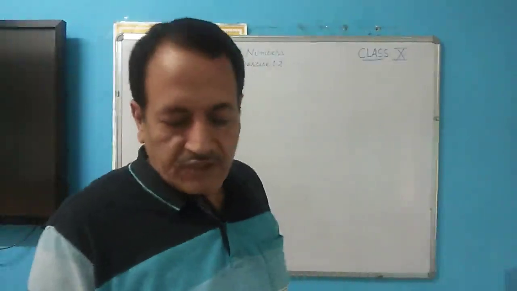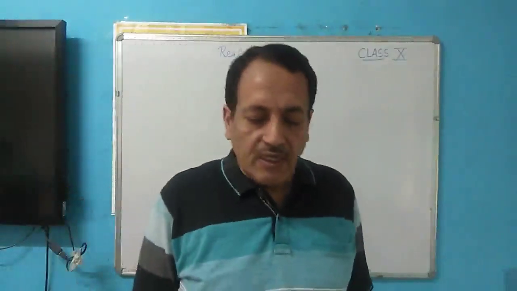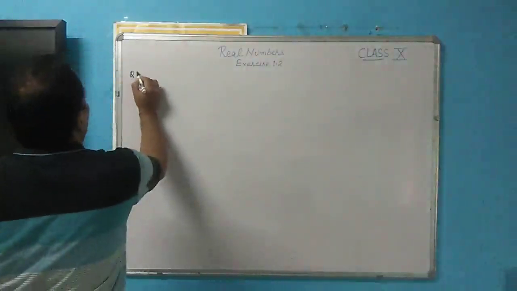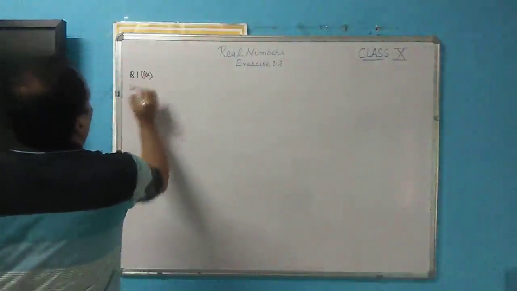Students, we are studying the first chapter, Real Numbers, and today we will solve Exercise 1.2. The first question is: express each of the numbers as a product of its prime factors. I am solving the fourth part of question number 1.